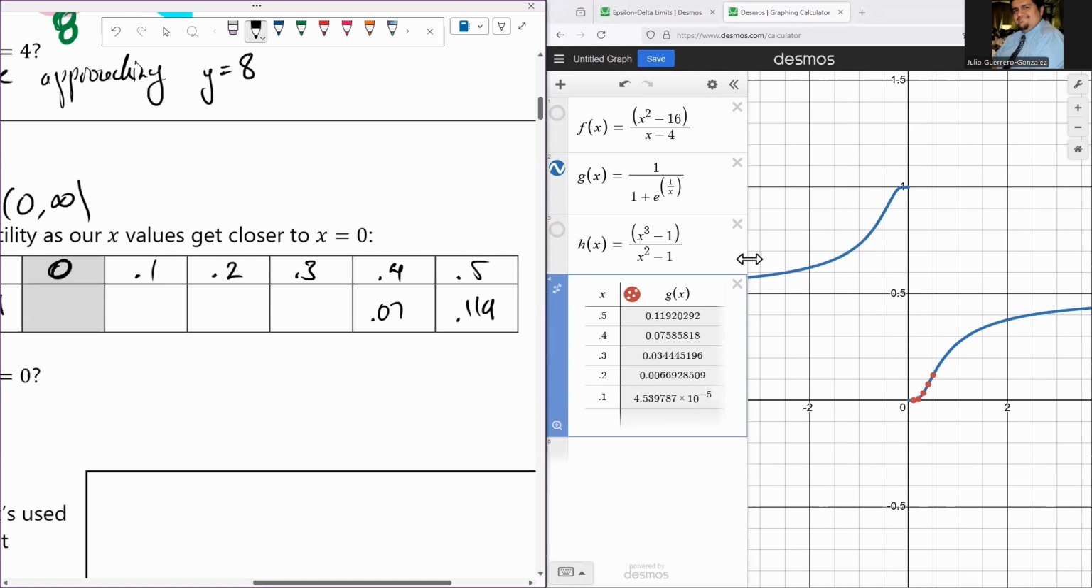0.4, 0.075, 0.0344, 0.0066, and then this one is going to be 0.00045. Yep.